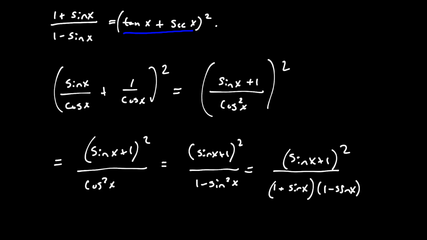Now we can go ahead and cancel out one of the (sine x plus 1)'s on the top and one on the bottom. And what we have is that this is then going to be equal to (sine x plus 1) divided by (1 minus sine x). So we just verified that this is true. So let's go ahead and write up a formal proof of this.